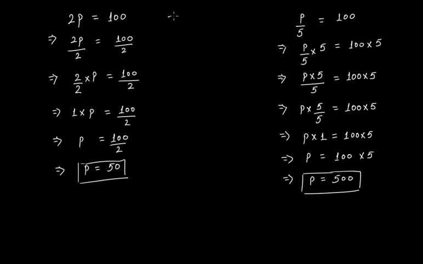Now I want to show you the transposition method that's happening here as well. So focus on this one. This was 2p is equal to 100, and when we finally reached here, this is p is equal to 100 divided by 2. So what has actually happened? The multiplication with 2, when it has been transposed to the other side, has now been changed to division. That is, multiplication with a number is now division with the same number, that is p is equal to 100 by 2.